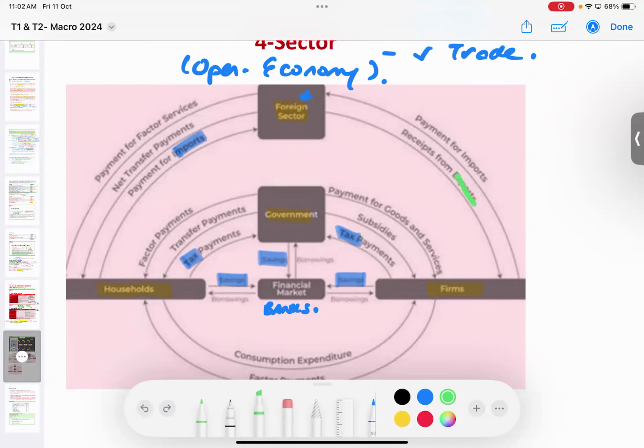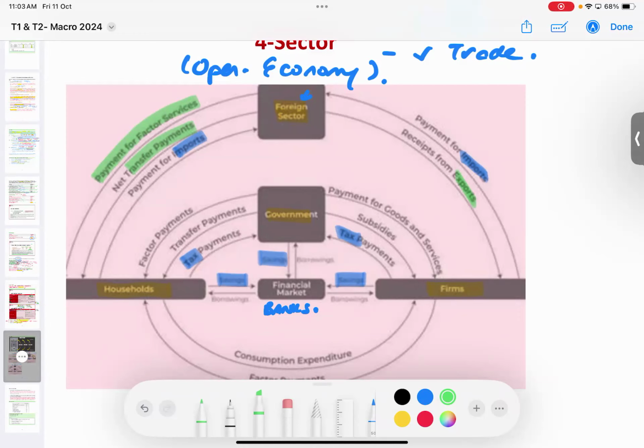Okay, from our country. Same thing. Firms can buy imports as well. Whenever we talk about imports, these are the leakage, the money not being spent in the economy. Now the foreign sector may also give some transfer payments, like foreign aid, to the country. And if households work abroad, they will be paid with factor services as well.